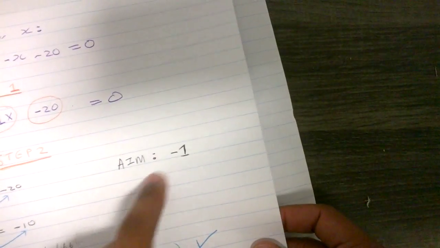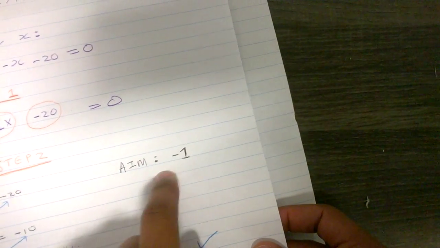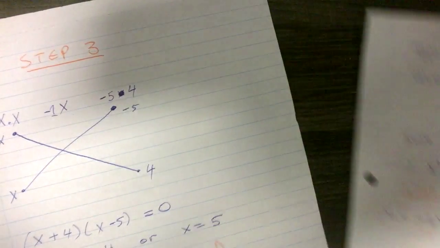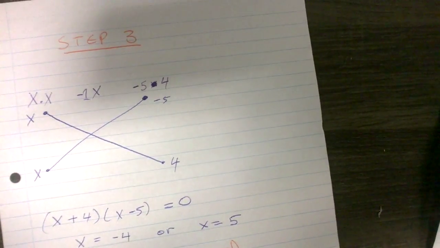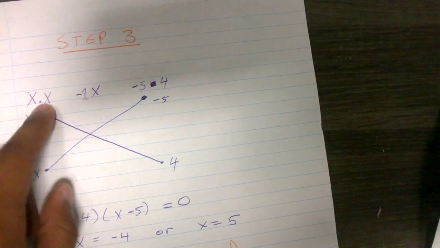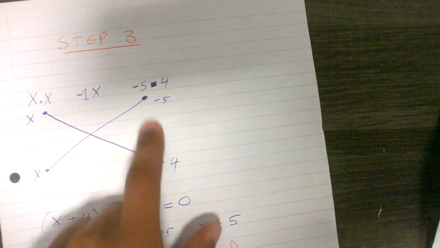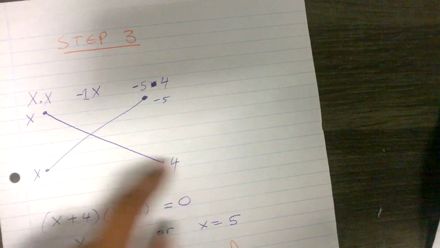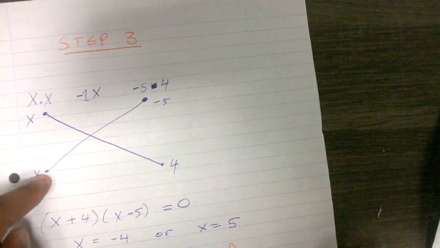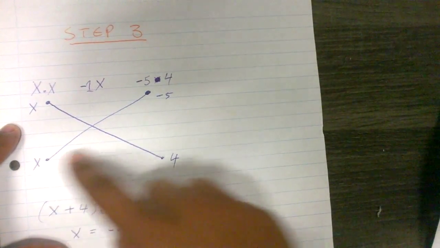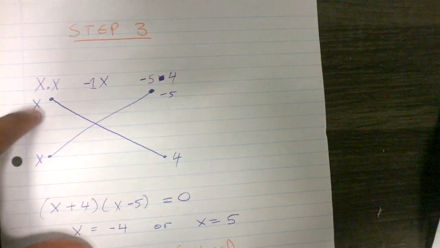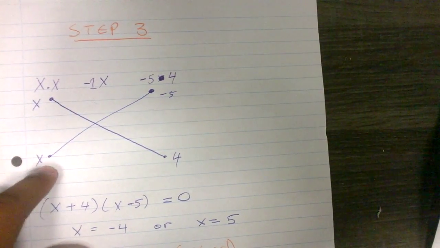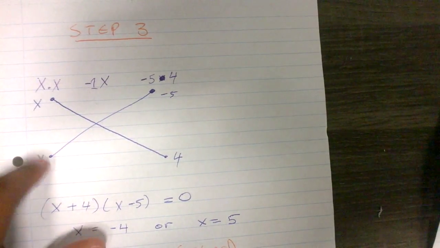And the reason why you choose this is because this allows you to reach your aim. So now, after that, you've got x times x, the middle thing, negative 5, 4. You're going to draw two lines. Just draw two lines. And then this x times x, write 1x on top, 1x at the bottom of this line.